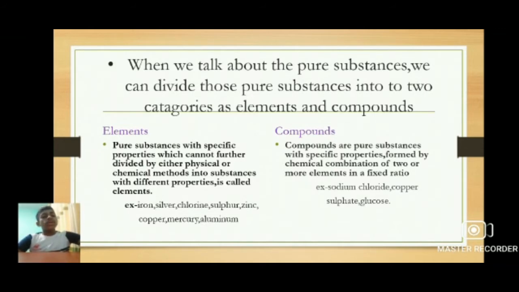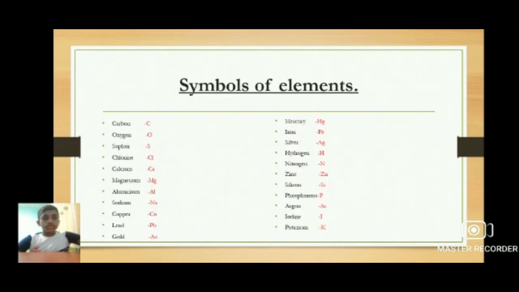Now we identify what compounds are. Compounds are pure substances with specific properties formed by the chemical combination of two or more elements in a fixed ratio. As examples for compounds, sodium chloride, copper sulfate and glucose can be given. Okay, now we identify some symbols of elements.